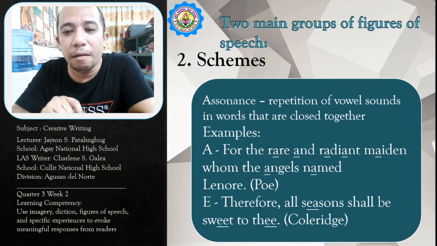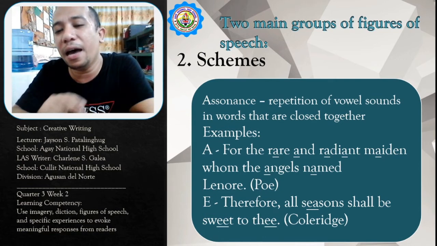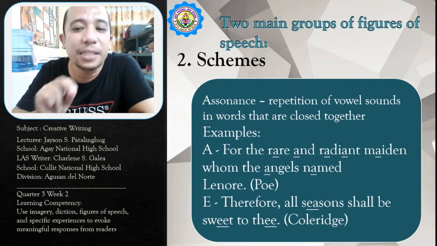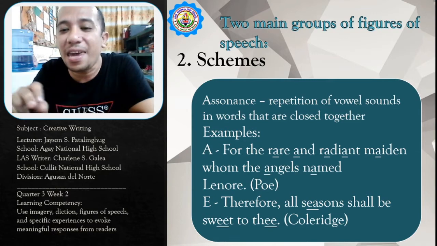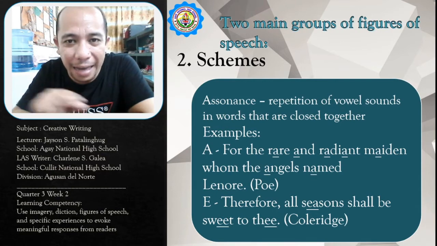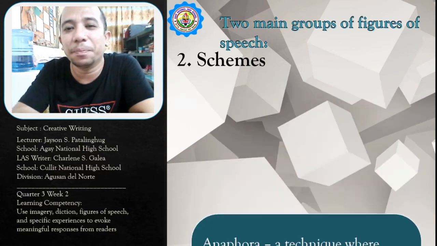Second, therefore all seasons shall be sweet to thee. The sound that is being repeated is the sound E: seasons, sweet, thee. So that sound is being repeated. Season, sweet, and thee. So when you repeat a vowel sound in one line or sentence, that's what we call assonance.